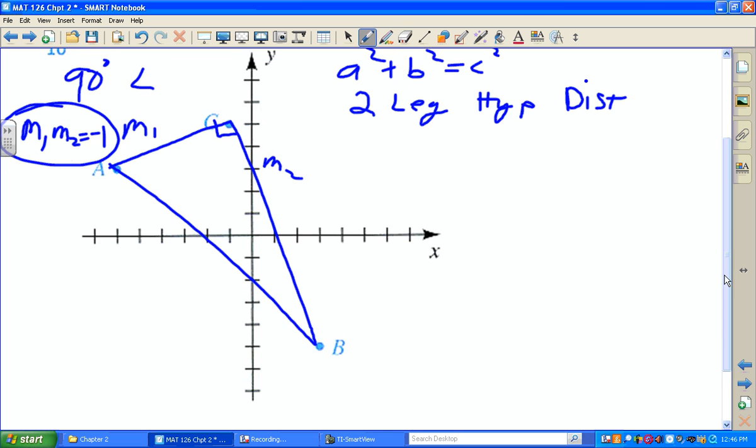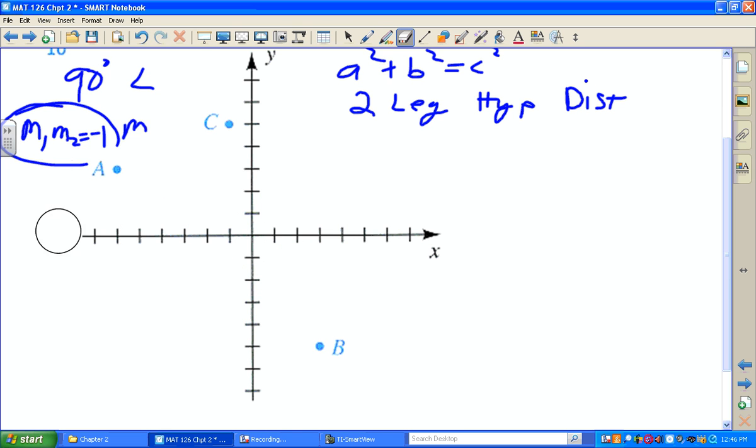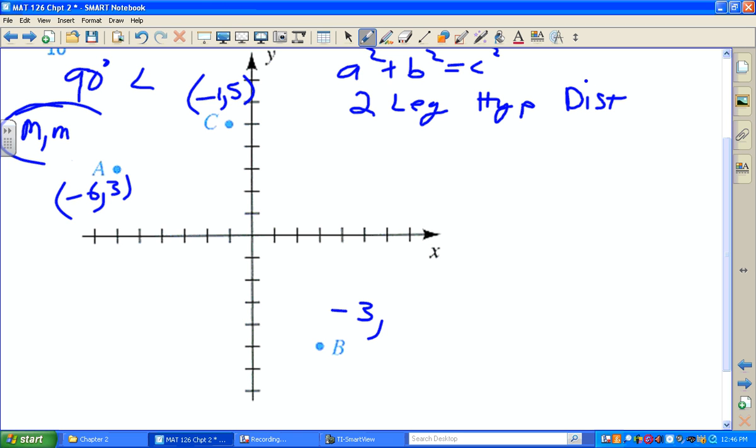You don't know how to find the distance between 2 points? Where are the points? Let's see. The points are, let's see, 1, -1, and 1, 2, 3, 4, 5. This one is 1, 2, 3, 4, 5, 6, -6, 3. And this one is 1, 2, 3, yeah, -3, 1, 2, 3, 4, 5. There we go. Yeah, +3, right.